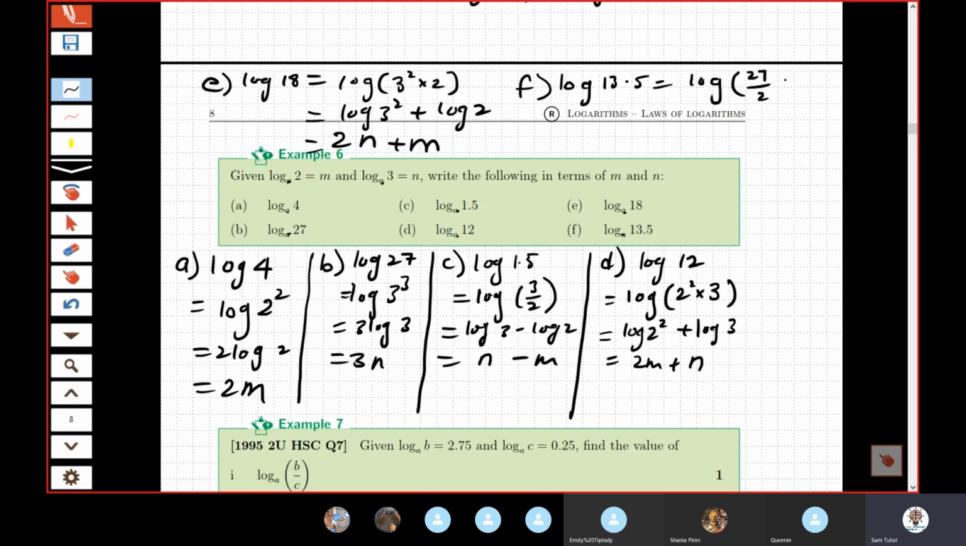And then log 13.5. 13.5 is 27 over 2. Again, we already know what log 27 is. We've worked it out somewhere here. There it is, 3n minus m.